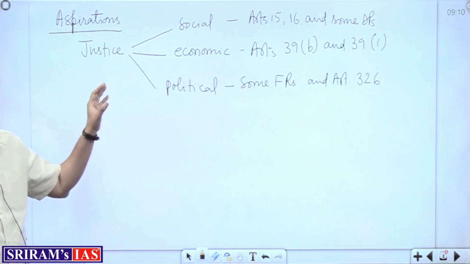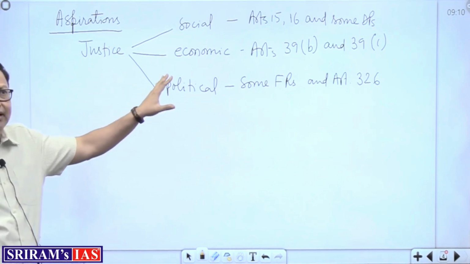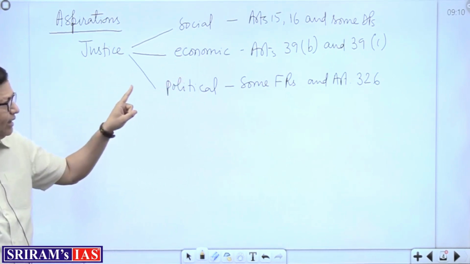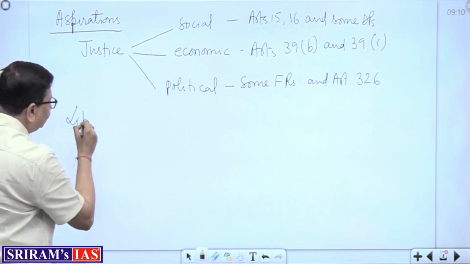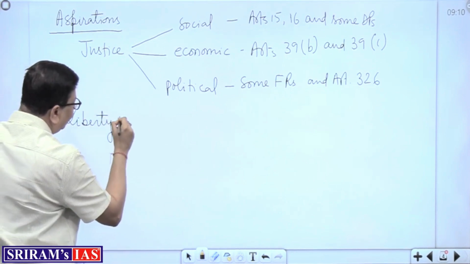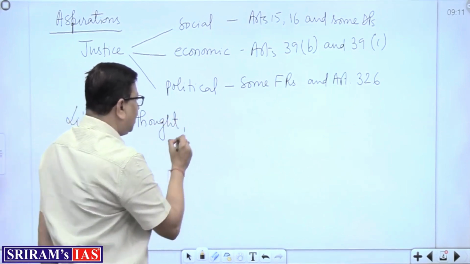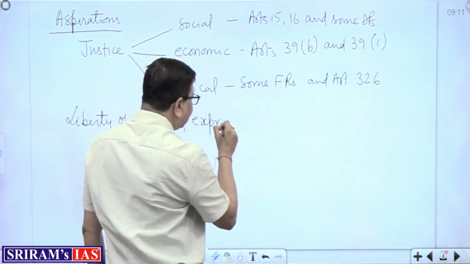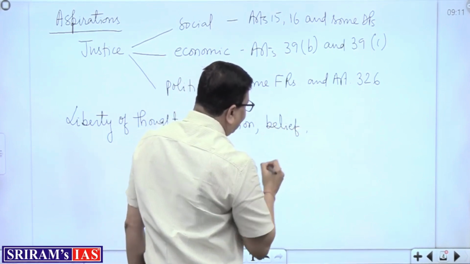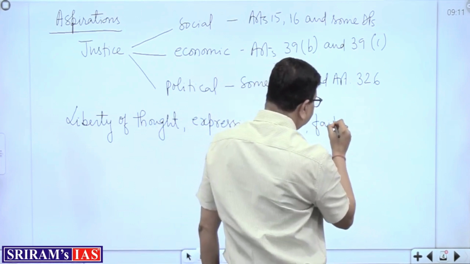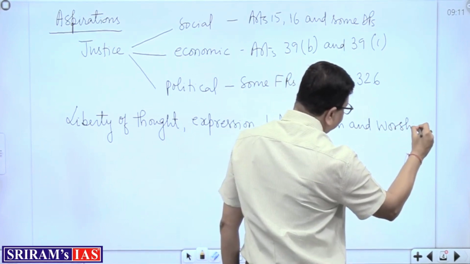So, in the prelims examination, question can be that which of the following provisions of the constitution aim to achieve the objective of economic justice? Articles 39 clause B and 39 clause C. Then the preamble talks about liberty, liberty of thought, expression, belief, faith, and worship.